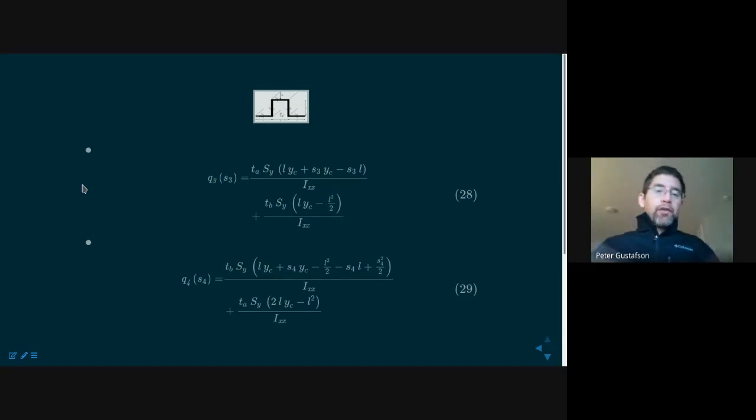Okay, so then the question becomes, what next? Great, we have shear flow. It's not necessarily meaningful to us yet. How do we use it?